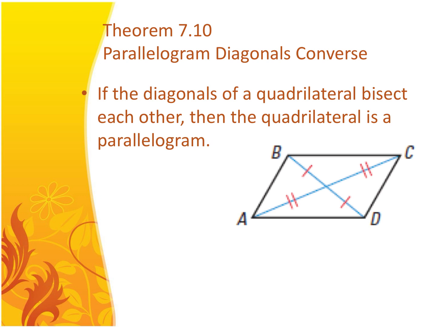This is the last one, parallelogram, diagonals converse. Okay, we covered our diagonals last class. This is very, very similar. It's basically the same thing, except we're proving it to be a parallelogram. So if the diagonals of a quadrilateral bisect each other, then the quadrilateral is a parallelogram.